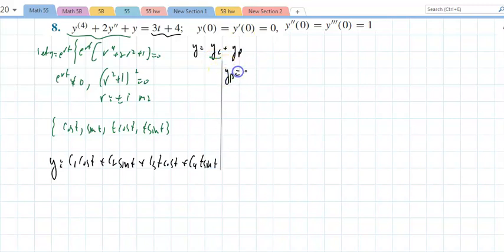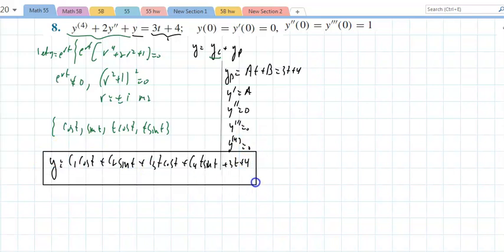Let's go for the particular. The particular solution must be at plus b, right? If I take a derivative, that is a, no need to modify it. Double prime is 0 and the rest are 0. So if I go back, it seems only y will work. That's 3t plus 4. So actually, I do get a to equal 3 and b to equal 4.